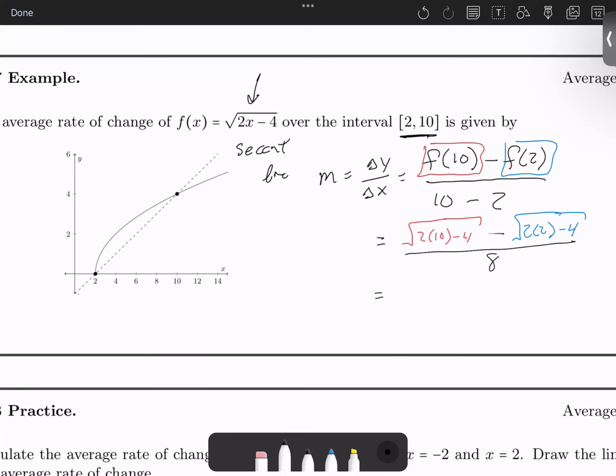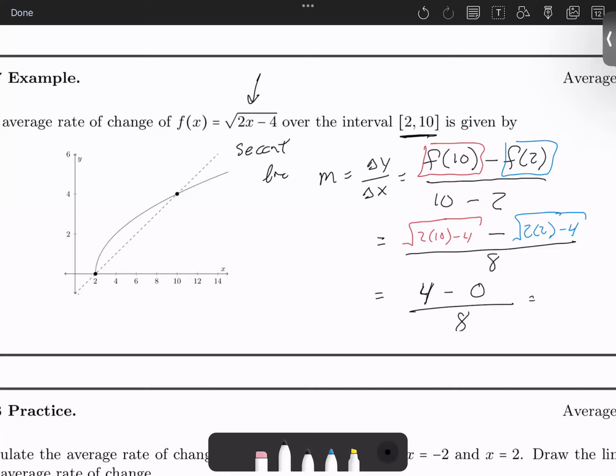All right, so the function value at 10: 2 times 10 is 20, minus 4 is 16. The square root of 16 is 4. The second square root, the function value at 2: 2 times 2 is 4, 4 minus 4 is 0. The square root of 0 is 0. Right? Again, it looks like the function value was supposed to give me a 0 there anyway. Turns out the equation says that that's right. The function value at 2 is 0.